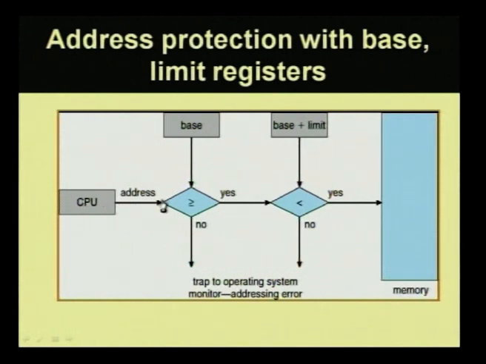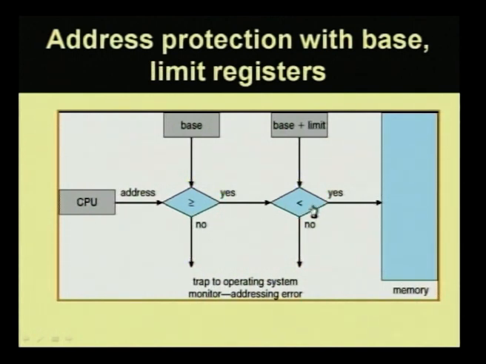The CPU generates an address, and first the address is checked with the base register. You can remember we said the base register houses the start address of the process. Therefore, the address generated by the CPU cannot be lesser than the contents of the base register. If it is greater than or equal to the contents of the base register, only then is it a valid request, and it is passed on to check the limit register contents. If it is not a valid request, an interrupt is generated and a trap is raised inside the operating system to stop the entire process.